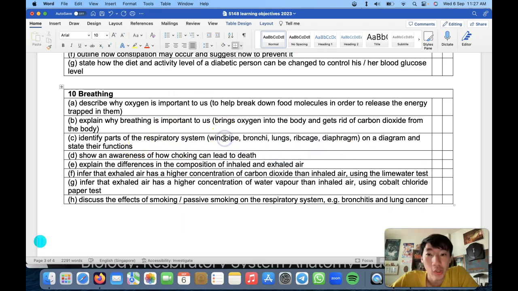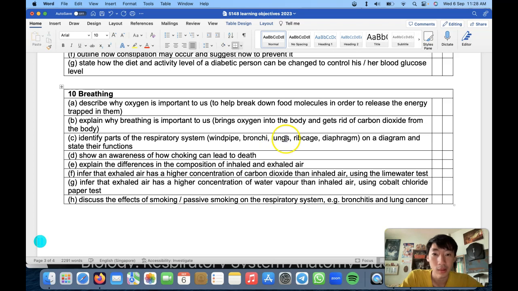So what are the functions of these parts? Firstly, the windpipe carries air from the atmosphere into our body, into our lungs. That's a very simple job. It also helps to expel the carbon dioxide out of our lungs. What's the function of the bronchi? It simply connects your windpipe to the bronchioles and then the air sacs. That's the function of the bronchi.